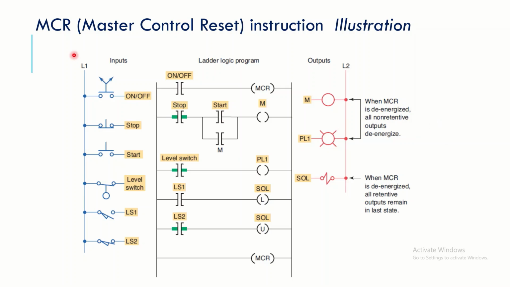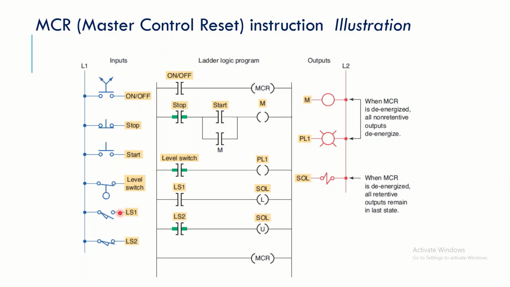You can see these are the inputs. This is the main on-off switch that is controlling the MCR. Then there is a stop-start switch for this M, maybe a motor. Then there is a level switch that activates lamp 1. There is a limit switch that activates solenoid 1, and another limit switch that deactivates solenoid 1. You can see this is a latch output and this is an unlatched output. So this is the latch coil function and this is the unlatch coil function.